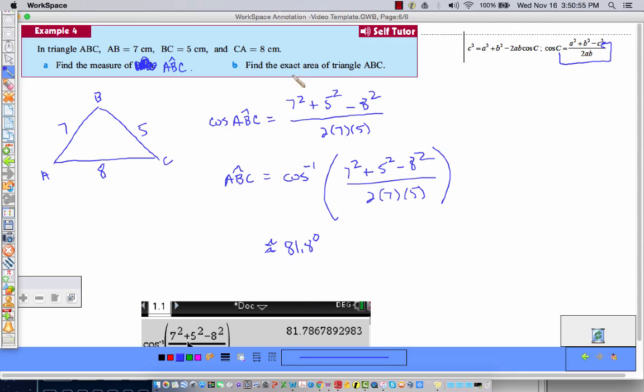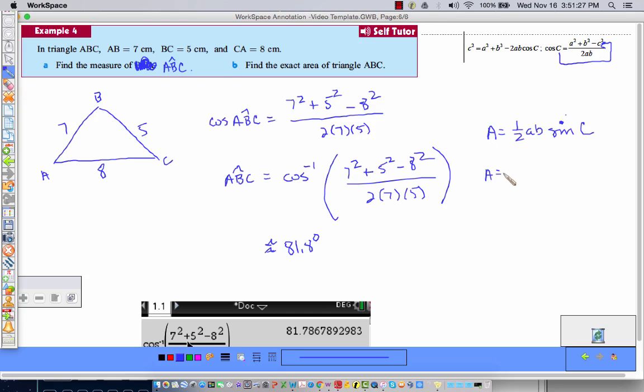Okay. Now it says find the exact area of triangle ABC. So exact means we can't use this rounded figure. So how do we do that? All right, well, area equals 1/2 AB sine of C. Okay, sine of C. Well, again, you have to look at, we don't have sine C, we have sine B, so you just have to look at how this formula works.